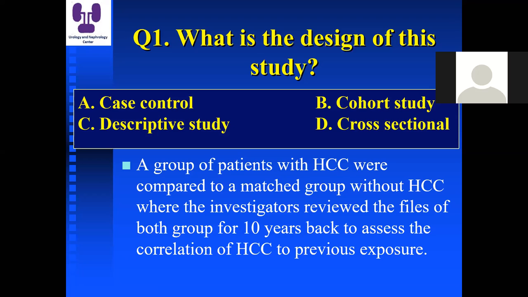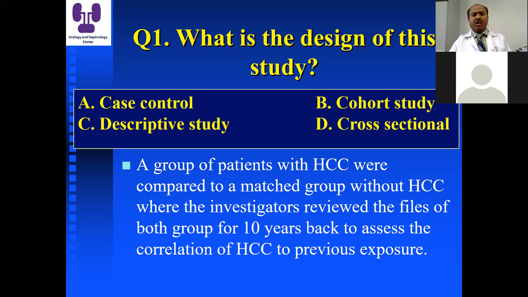So we started with a group of patients with a certain outcome, which is hepatocellular carcinoma, and then compared them to another group without hepatocellular carcinoma. So the diagnosis of the disease is well known from the start. So diseased persons are the cases, and those who have no hepatocellular carcinoma are the control group, and then the time is longitudinal toward retrospective, so it is a case control study.